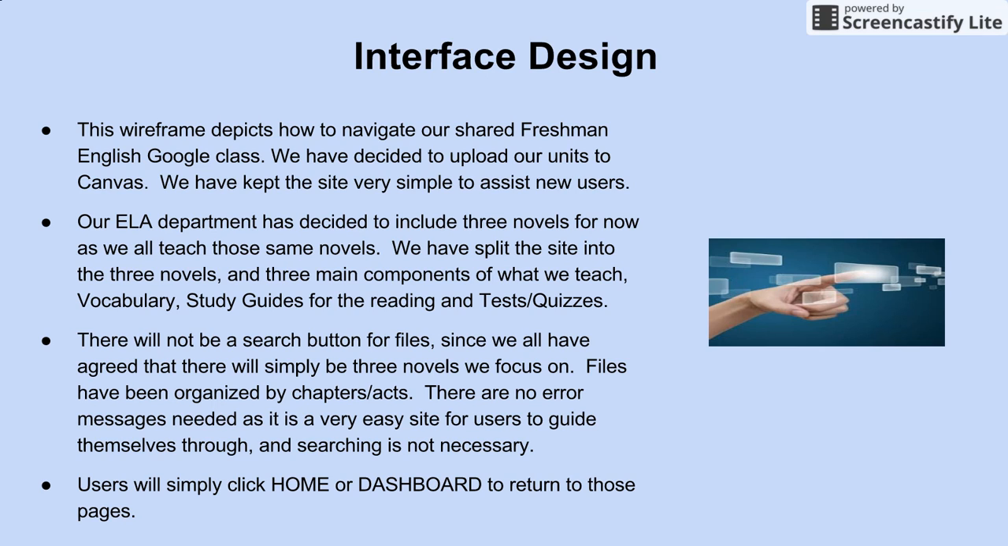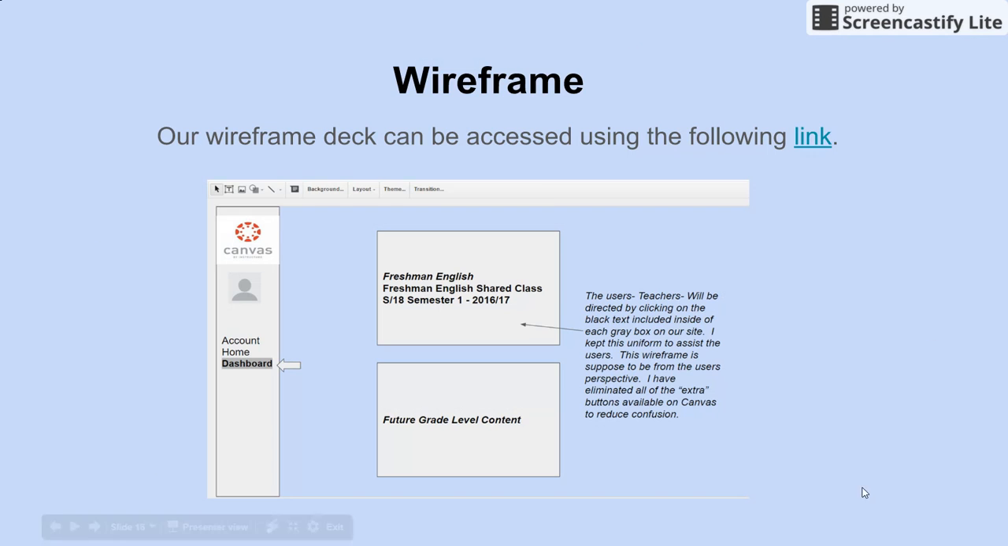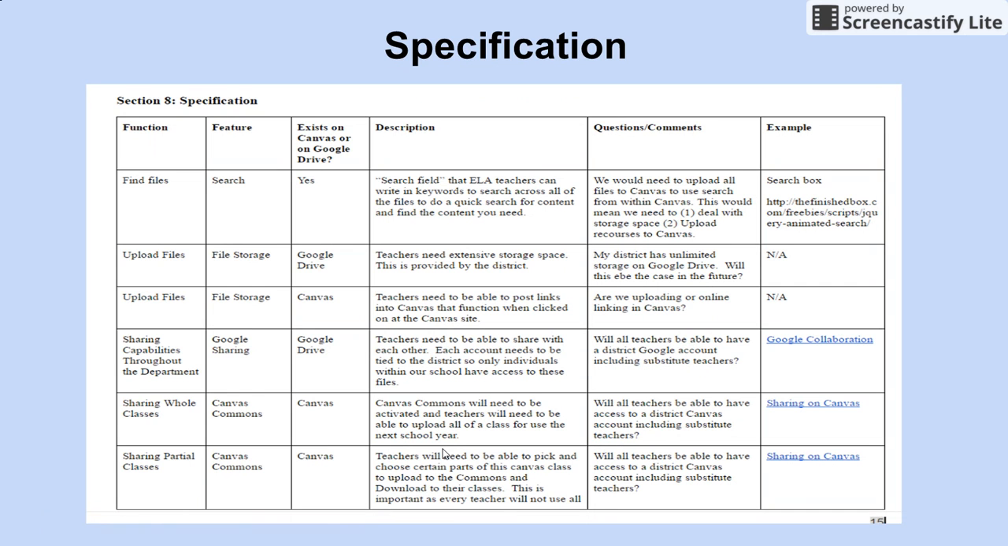Our wireframe, which is quite long, kind of lays out a very simple version of what we're going to do. I tried to make it as simple as possible so that the user wouldn't get confused. There's no search buttons or anything like that. There's a super easy navigation that you'd use to walk through. The front screen just simply is Canvas. It's got the freshman English class there. You click on it, and as you go through, there's only a couple buttons to use on the side so nobody gets confused as they go.